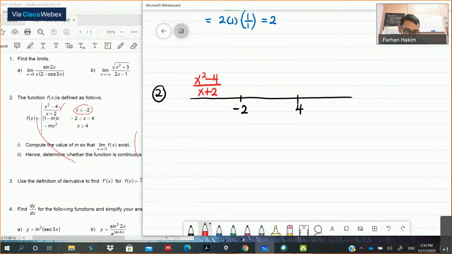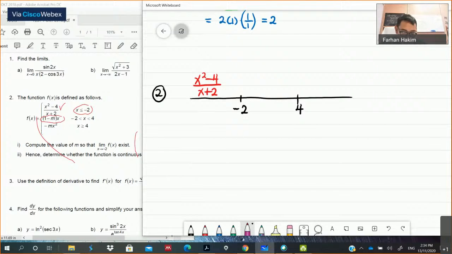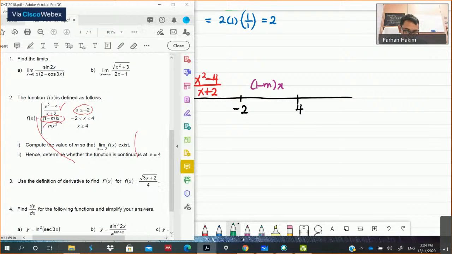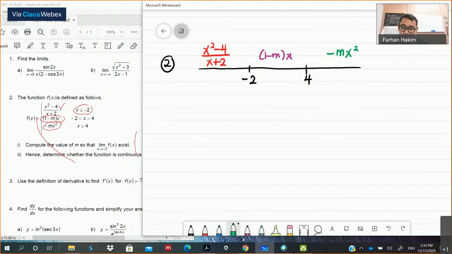In the middle, between negative 2 and 4, we have the function given by 1 minus m of x. And the last one, for x greater than 4, we'll use negative m x to the power of 2. So we have this type of function. From the piecewise function, we first put it separately on the intervals like this, and then we try to solve the question.